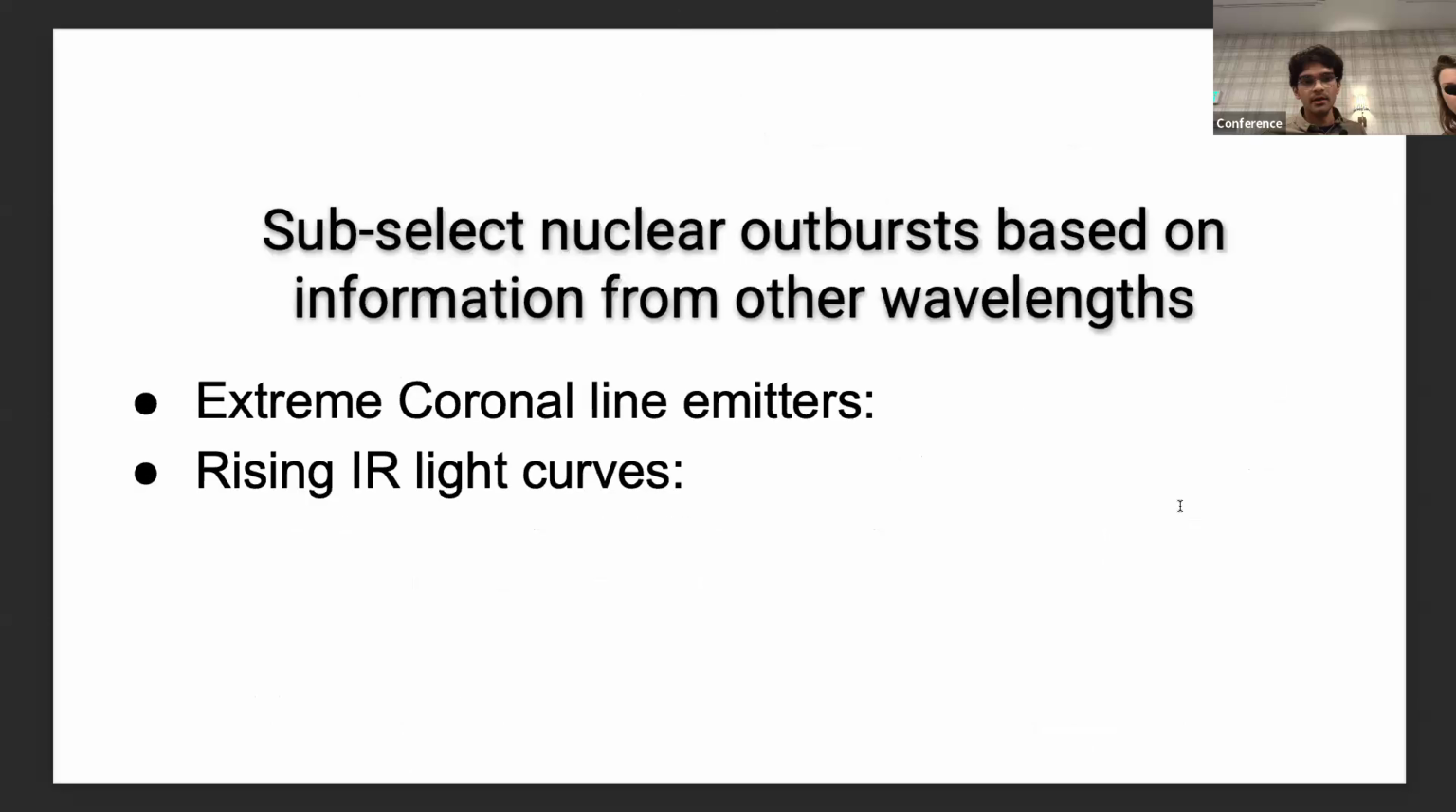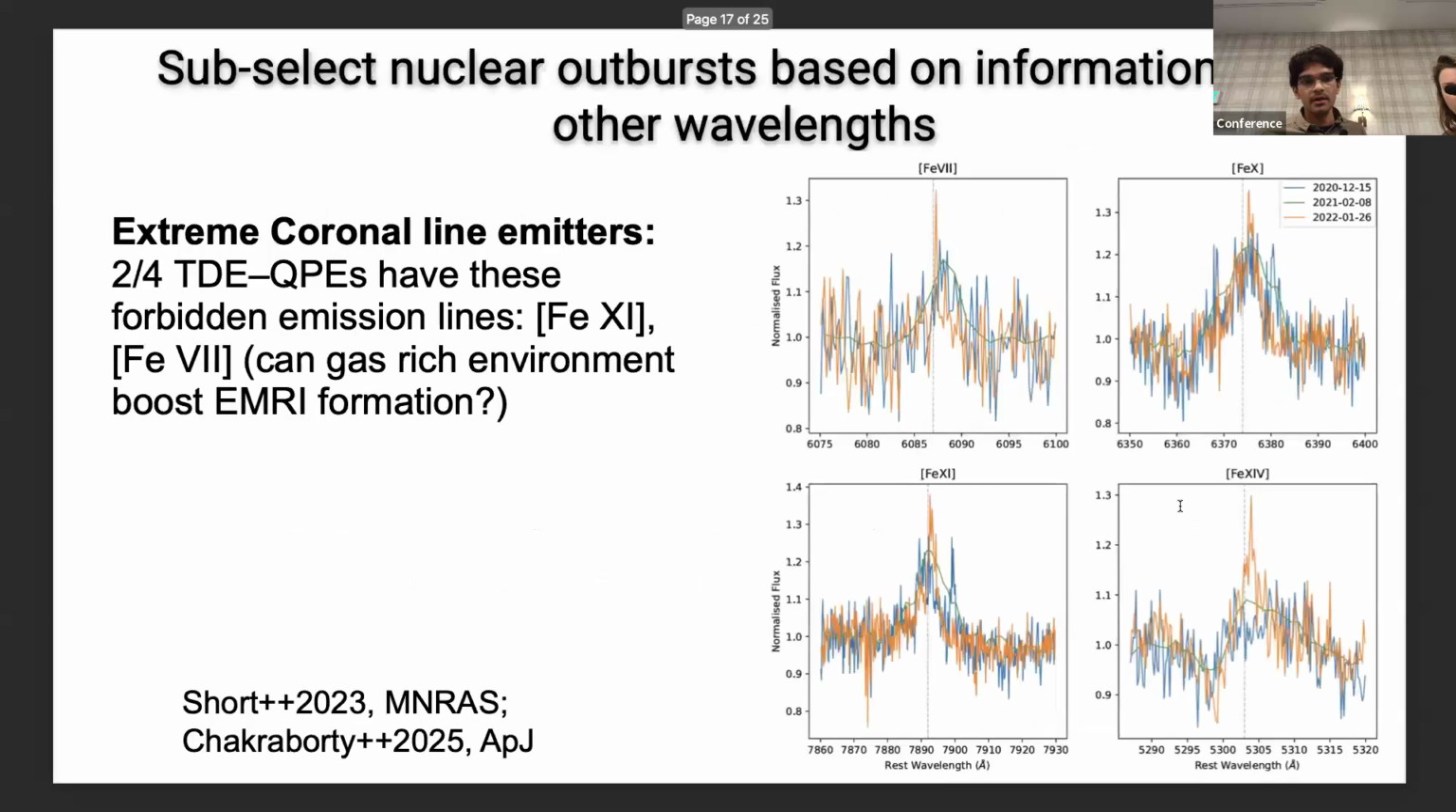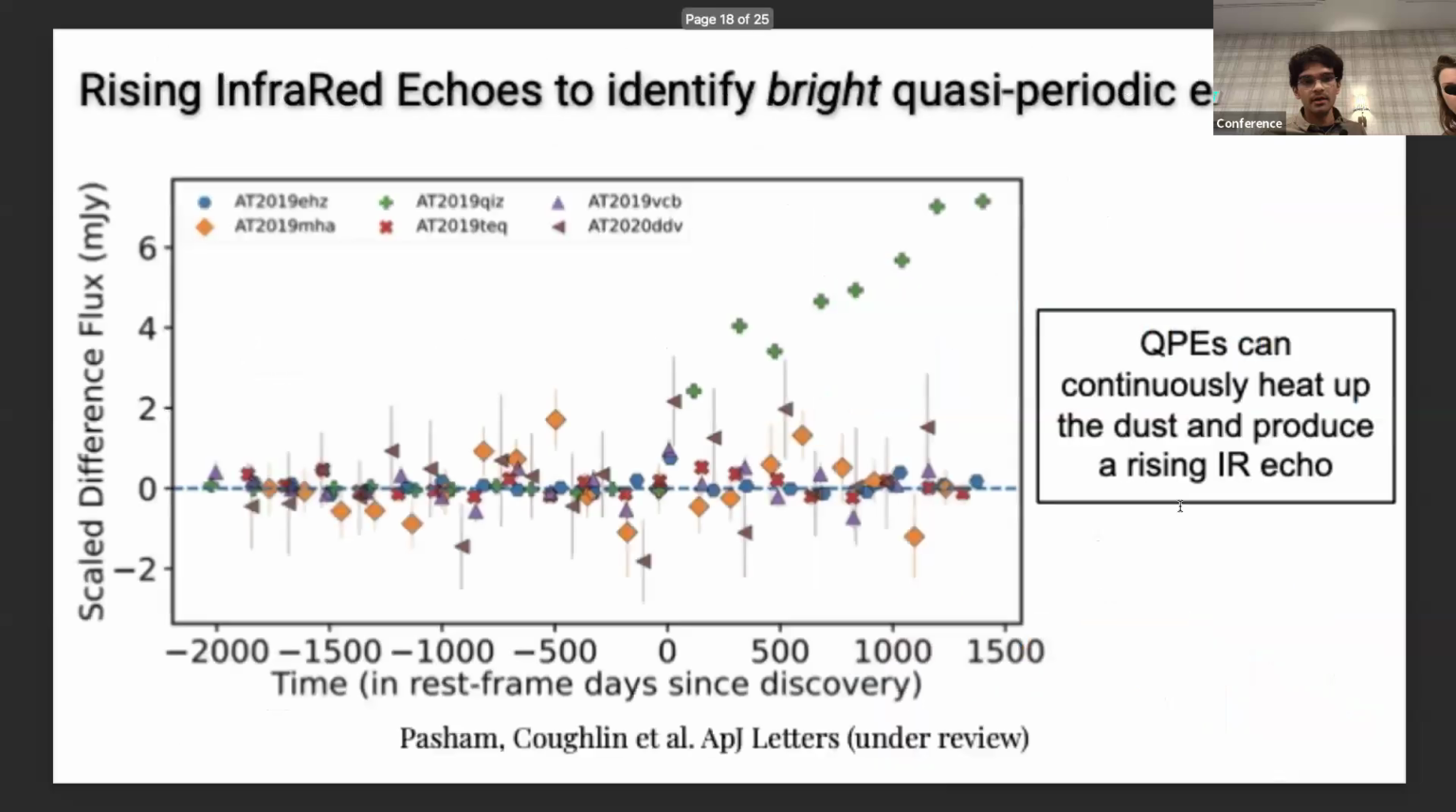So what has been found is that out of the 4 TDE QPE systems, there is some interesting multi-wavelength behavior that is unique to these systems. The first one is in the optical, they appear to have these extreme coronal lines. Samples are shown here, these iron lines. 2 out of the 4 TDE QPEs have these lines. So maybe one can screen on this, perhaps. Again, it's a small sample, but at least we're just beginning to see the clues of this.